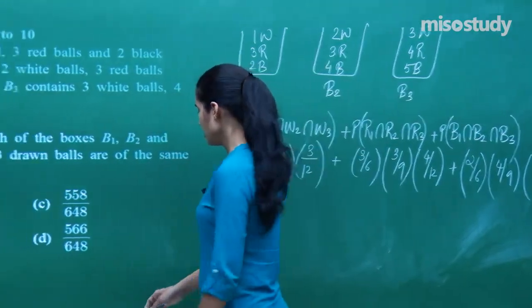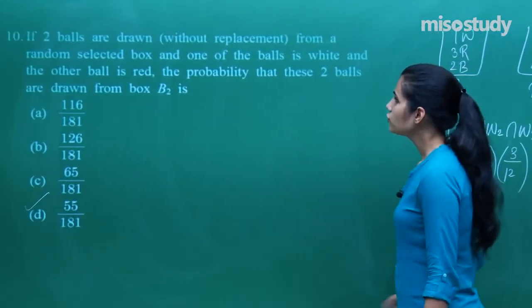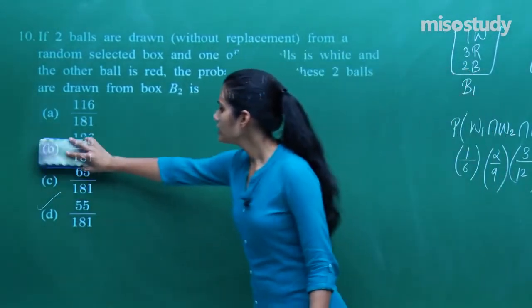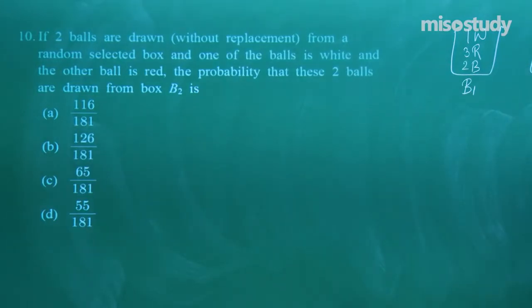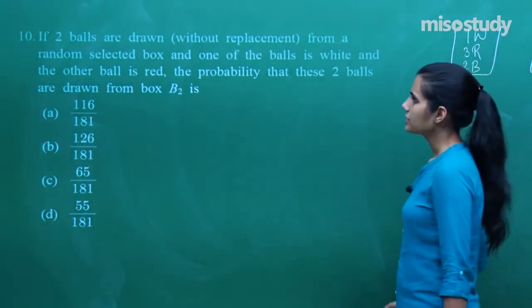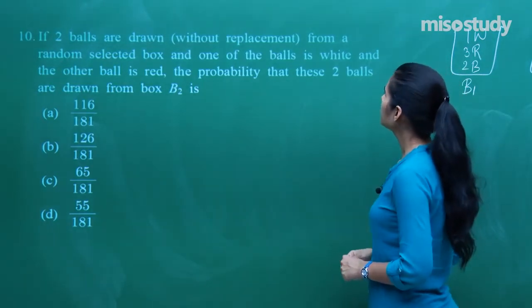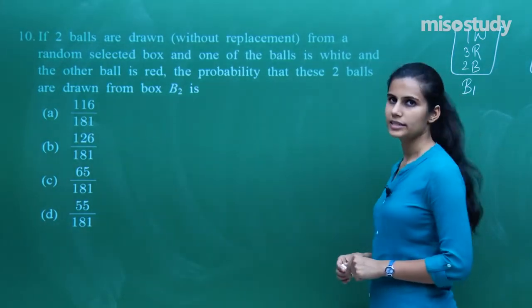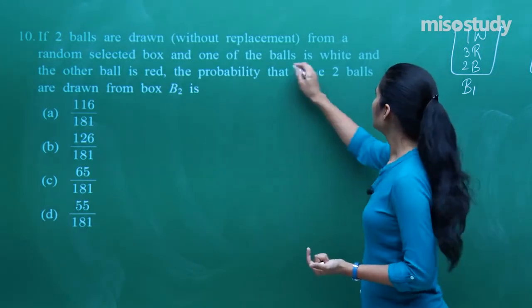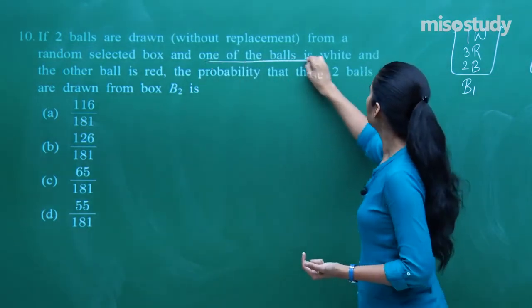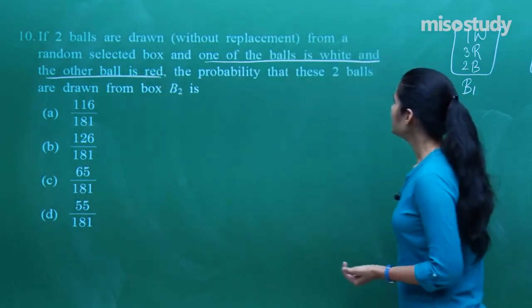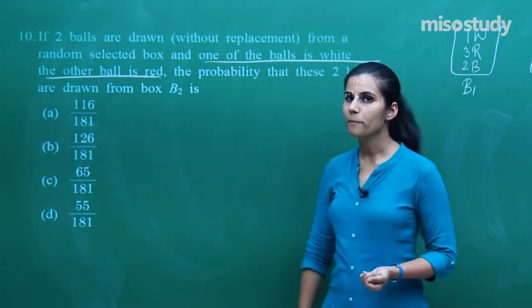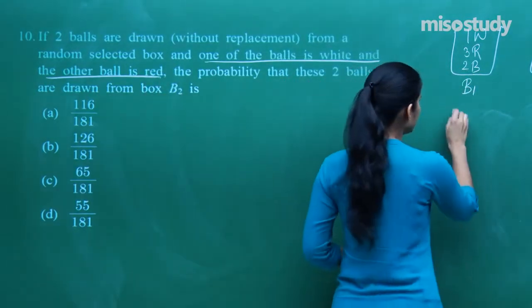Fine? Next question says that in the same setup, what if 2 balls are drawn without replacement from this randomly selected box, and one of the balls is white and the other ball is red. So the outcome is known: one ball is white and the other ball is red. The probability that these 2 balls are drawn from box 2.